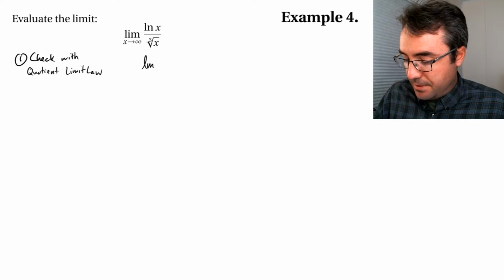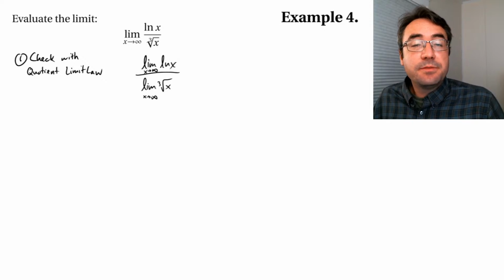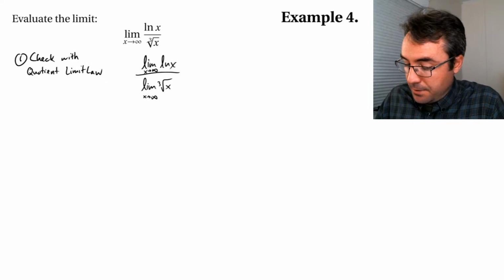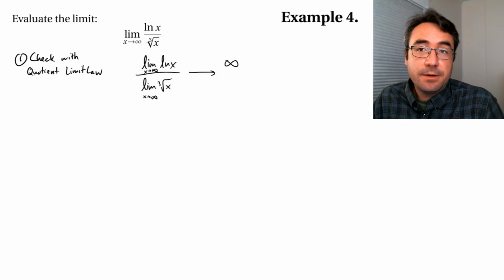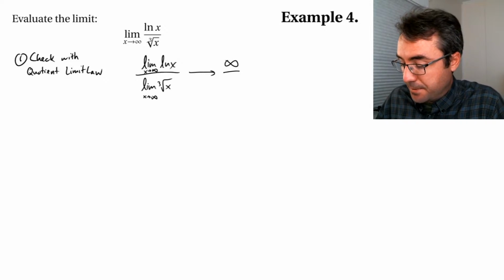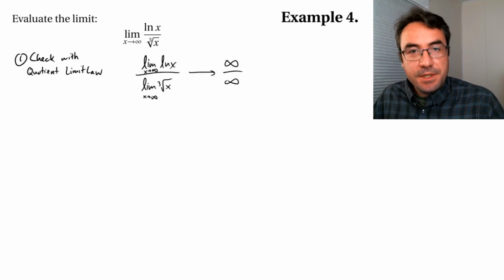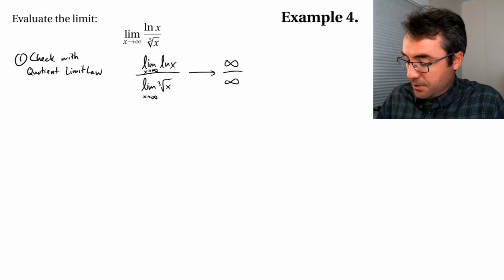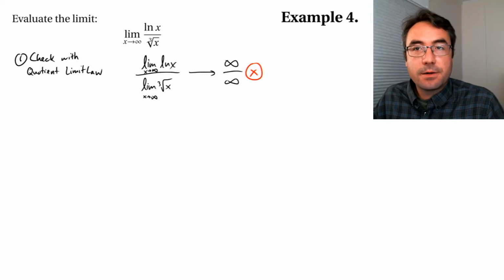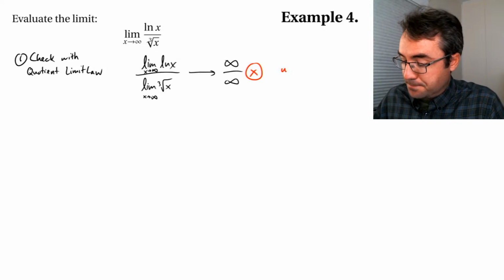So let's look at what the limit of the top function is doing and the limit of what the bottom function is doing. And these are limits as x goes to infinity. And so the limit of natural log x as x goes to infinity, well, that goes to infinity. And then the limit of a root function as x goes to infinity also goes to infinity. So we've checked it. This is an indeterminate form of the right format, infinity over infinity. So that's not our answer. That doesn't tell us what's happening. It's unclear. But it does tell us that we can use L'Hopital's rule.